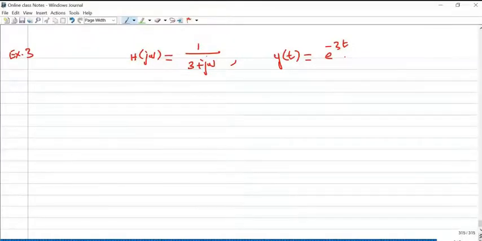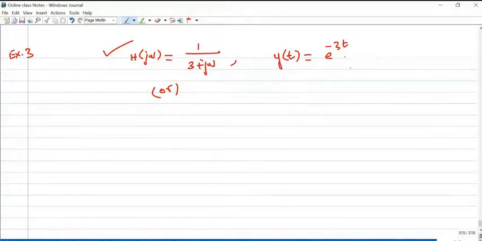Third type: H of jω is provided, or from the given differential equation you have to find out your H of jω. Please remember, either this H of jω is directly available in your question, or you have to derive H of jω from the given differential equation, as in the previous step.